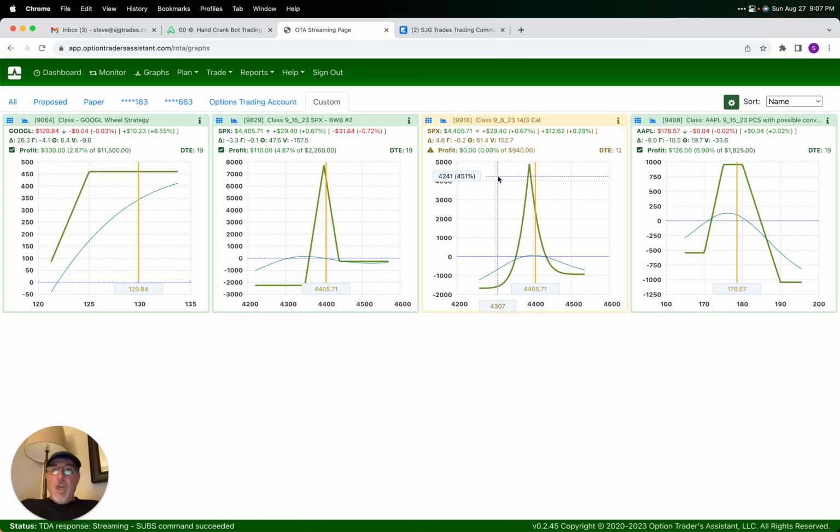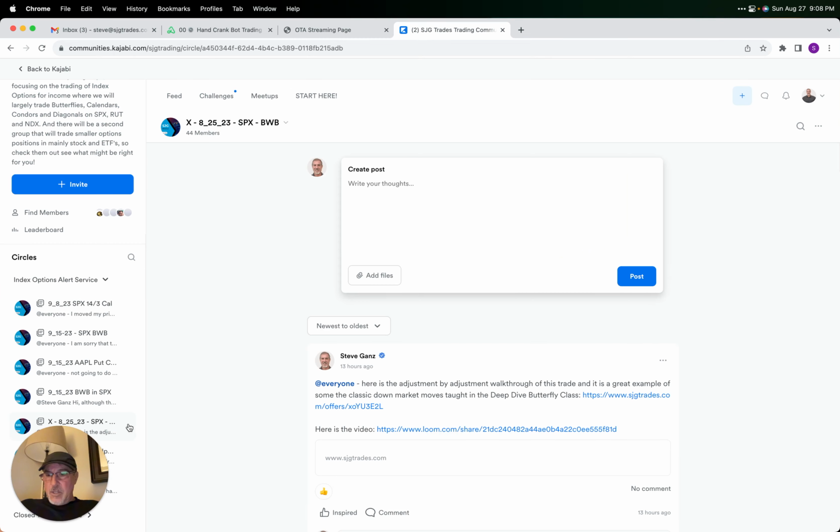We closed one trade out this week, and that particular trade was a broken wing butterfly. It was a really good learning trade, so I urge people to go and play that trade back. That's going to be this one right here that has the X on it. I'm going to move this trade, as I do with all the trades, into the archived trades, and you can go back and replay it there.